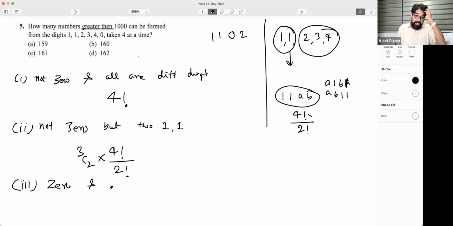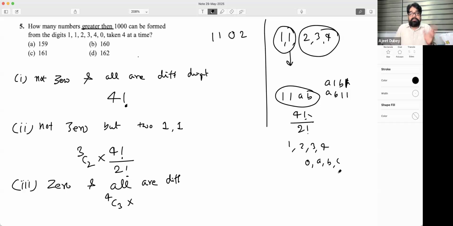Now 0 case. 0 and all are different. 0 I'm taking 100%, and 3 more, but all 3 are different. So what are the different numbers? 1, 2, 3, 4. These are different numbers. From this I want 3 numbers. So 4C3 into, 0 is there and ABC is there. In how many ways can we arrange? This place can be filled in 3 ways, and this place again in 3 ways, 2 ways, 1 way. Means 18 into 18.